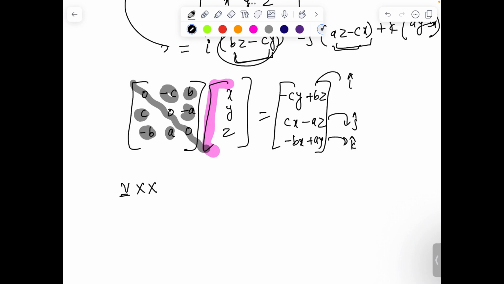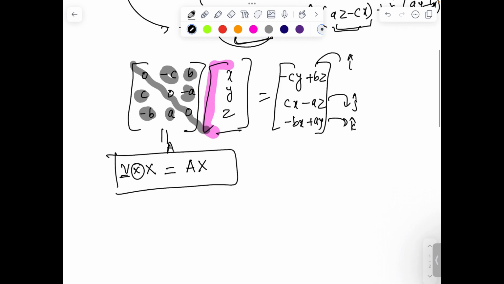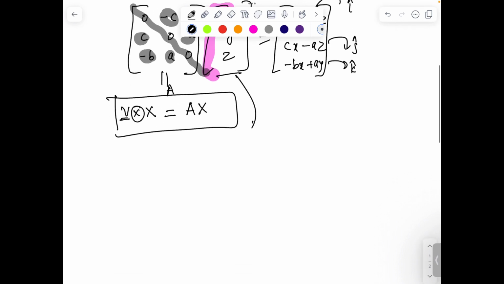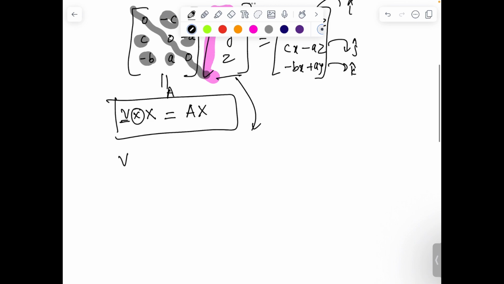So what we can see is, if you have any vector b, and any vector x given by (x, y, z), then b cross x, this cross product, can simply be written as the matrix A times the x vector, where A is a 3 cross 3 matrix and x is a column vector or column matrix. The more beautiful aspect of this is we can even think of the triple cross product, so b cross x.